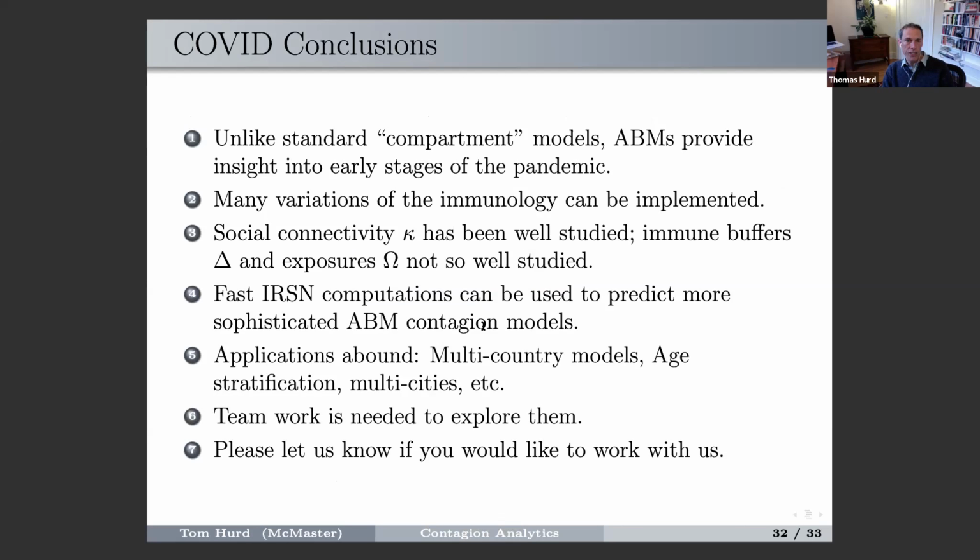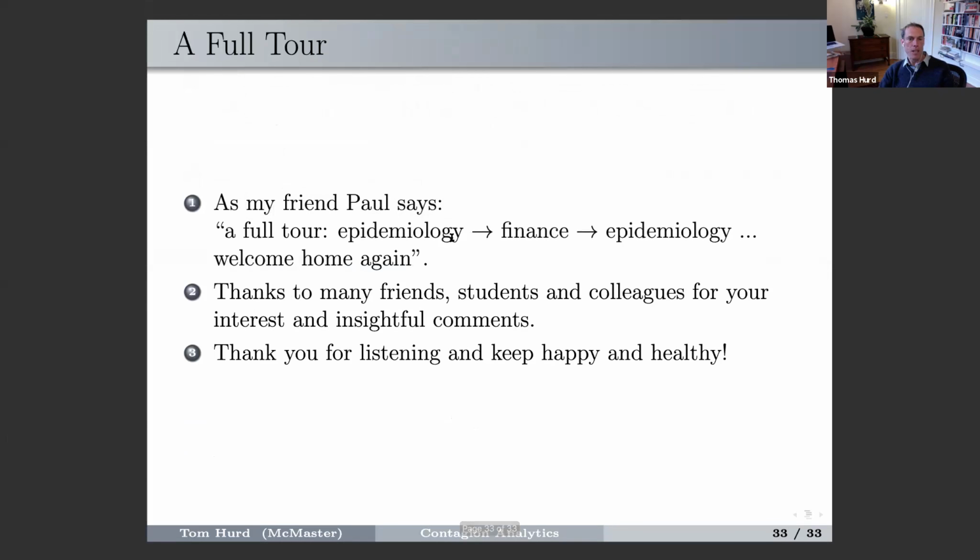The COVID conclusions. Well, I think agent-based models really provide insight that standard ordinary differential equation models of epidemics don't. In particular, agent-based models will tell you how the disease gets started in the first place. And so it's good for forensic analysis to see who got infected by whom. So, whoops, I'm jumping ahead.